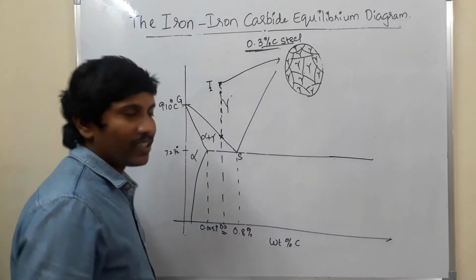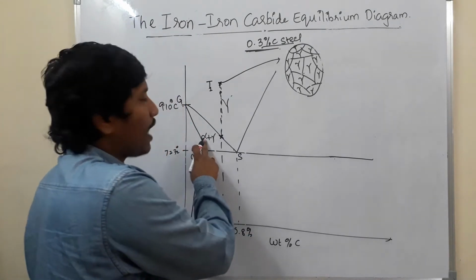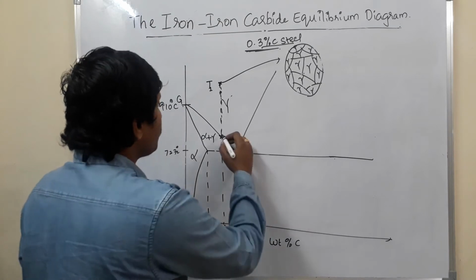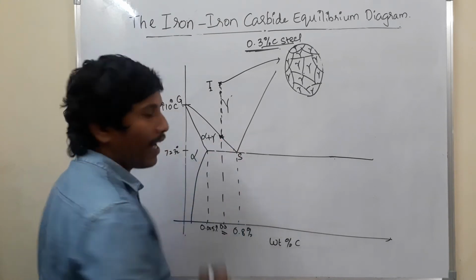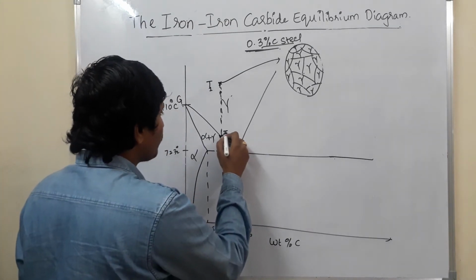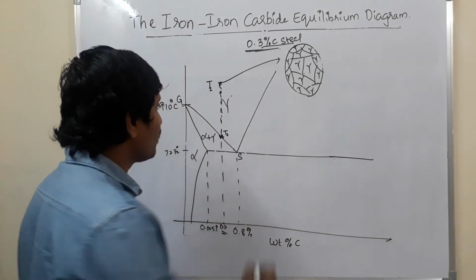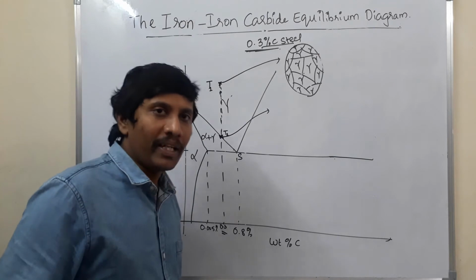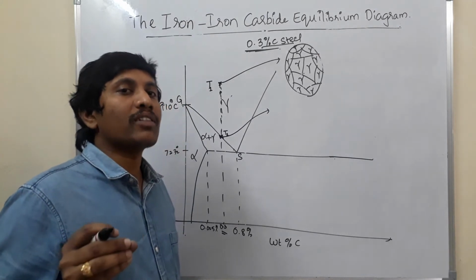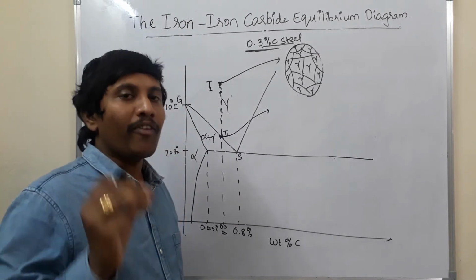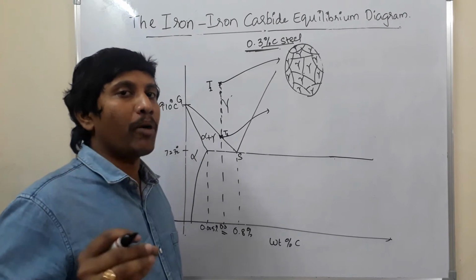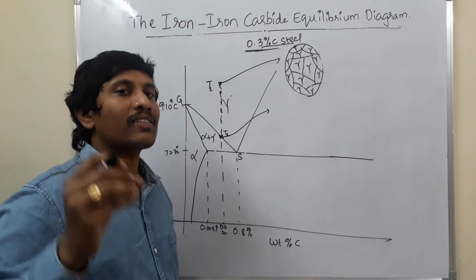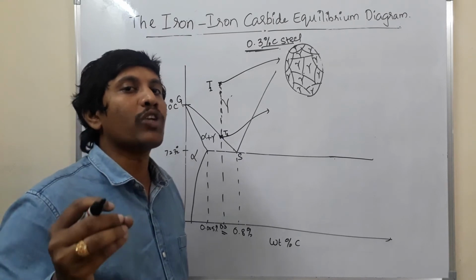What happens now? Ferrite starts forming. Let us say that point is T2. The ferrite starts forming along the grain boundaries of austenite, along the grain boundaries of gamma. Why? Because the grain boundaries are the easy sites for nucleation.